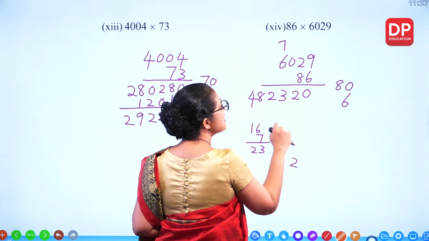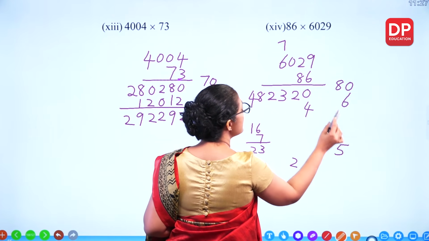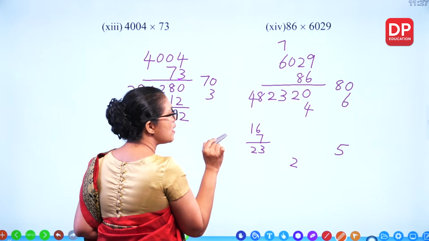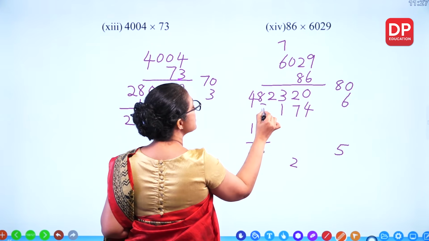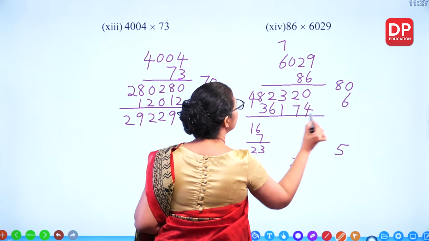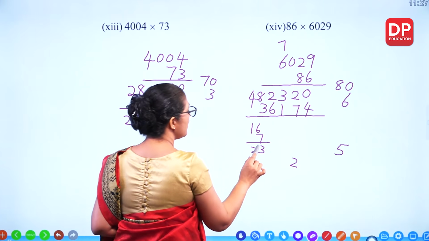Now multiply by 6. 6 times 9, 54. 5 remaining. 6 times 2, 12. 12 plus 5, 17. And 6 times 6, 36. Add it here. I'll erase this part.